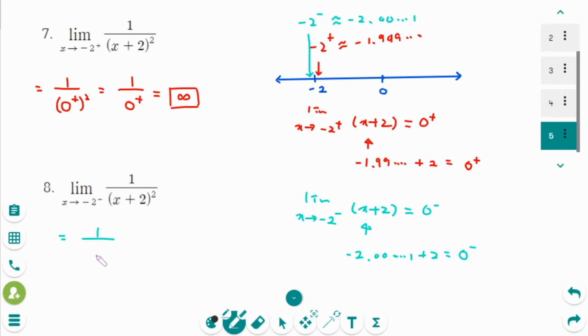So 1 over 0 from the left side squared. Then this square makes positive, so 0 from the right side. So final answer is infinity.